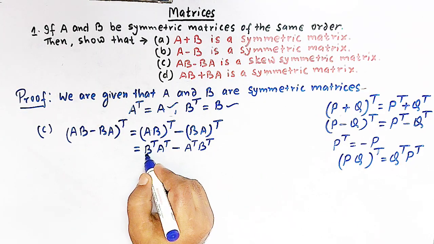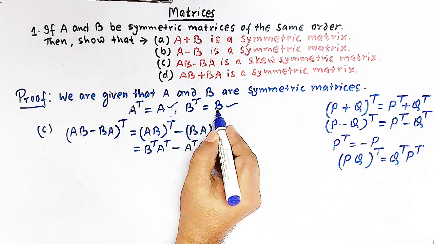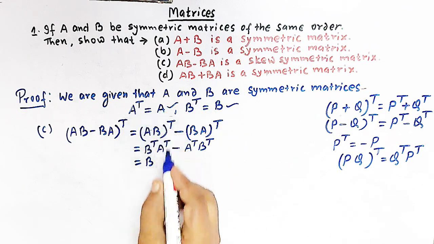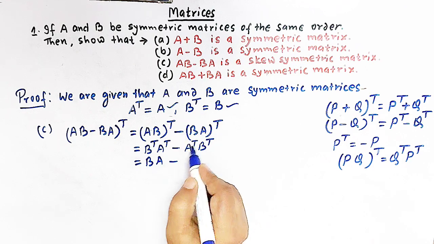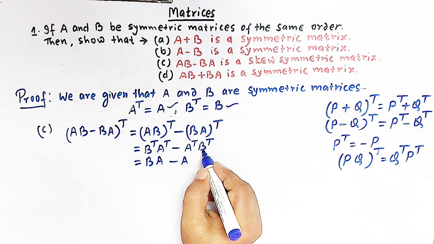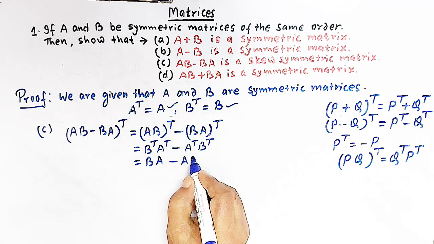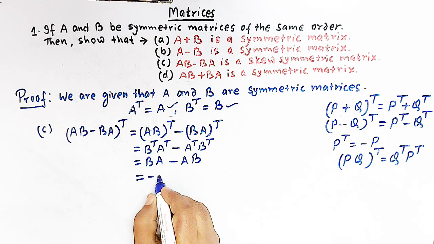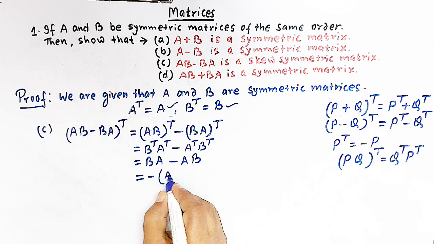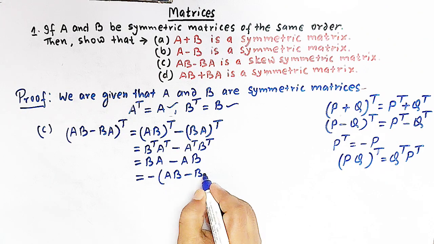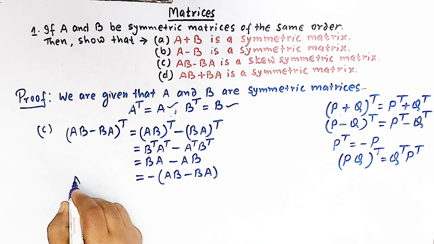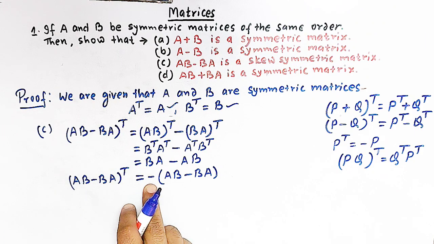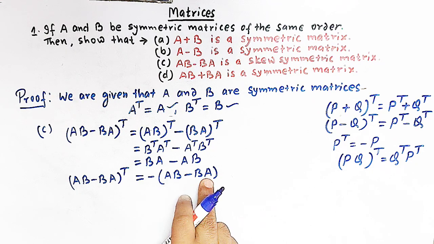So now here we have the transpose of matrix B, and using this result we can write BT is equal to B, and AT is equal to A, and the transpose of matrix B, that is BT, is equal to B. Now if we take the negative sign common, then we can write minus AB, and then minus BA. So we have the transpose of AB minus BA is equal to the negative of AB minus BA.